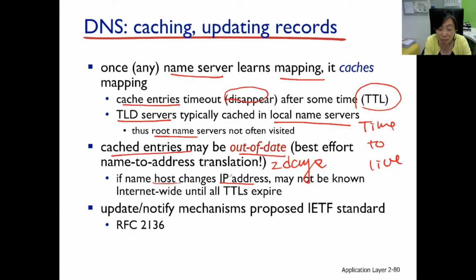So that's why we don't change the hostname IP mappings all that often, because during these 2 days, your customers will have trouble reaching you. So DNS caching, this is another protocol. It's defined in RFC 2136. And by the way, the body, the community that defined all these internet protocols and writes all these RFCs is called the IETF, the Internet Engineering Task Force.